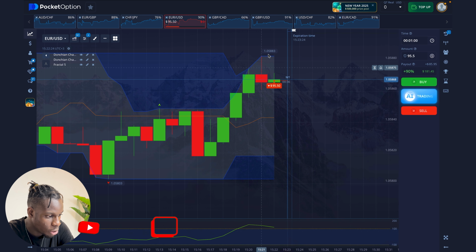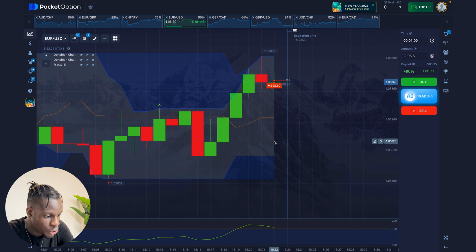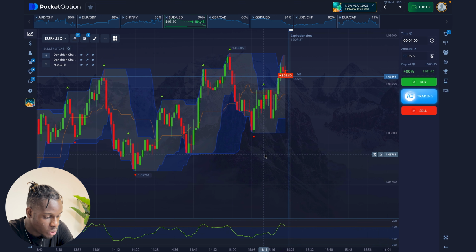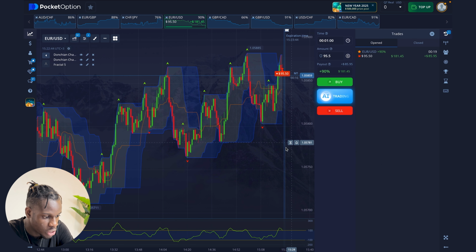And we can even see a double touch, to be honest. And we can also confirm this by the gradual movement of the overbought area on the oscillator. So in this case, we definitely opened a trade towards the downside. Anyways, guys, we can see already price is moving confidently in our direction. Let's see how we close this one.